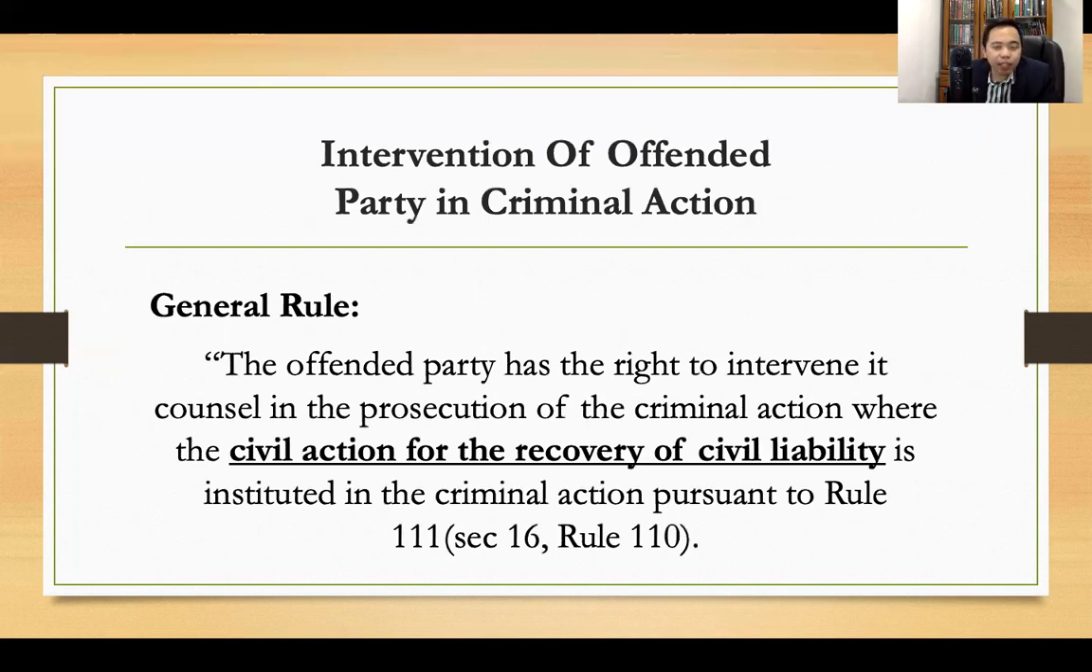Intervention of offended party in a criminal action. Now, what is the rule? The offended party has the right to intervene by counsel or through counsel in the prosecution of the criminal action where the civil action for the recovery of civil liability is instituted in the criminal action pursuant to Rule 111. Now, class, if a criminal complaint is filed in court, the civil liability ex delicto or the civil liability arising from the crime is jointly instituted with the criminal action.